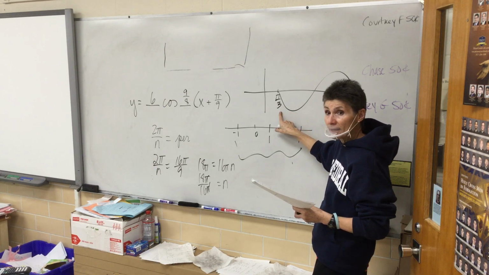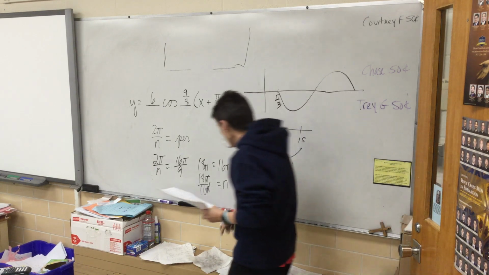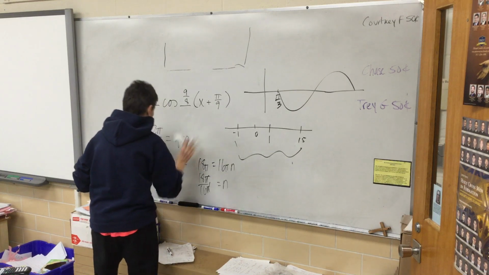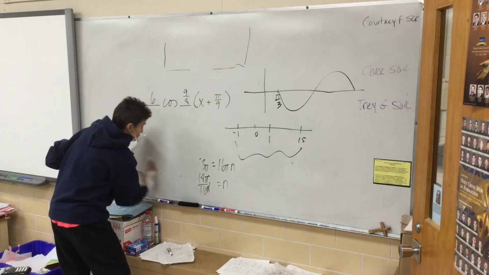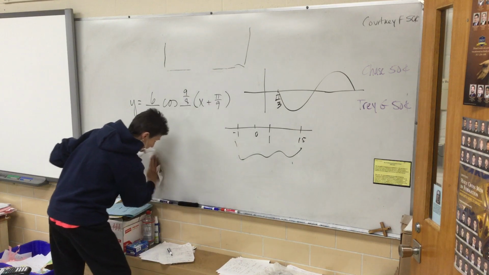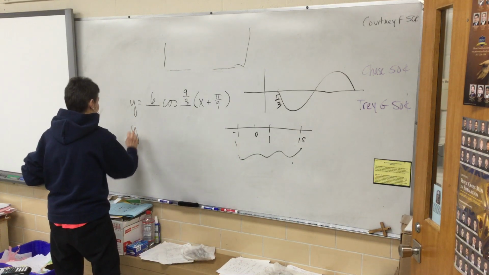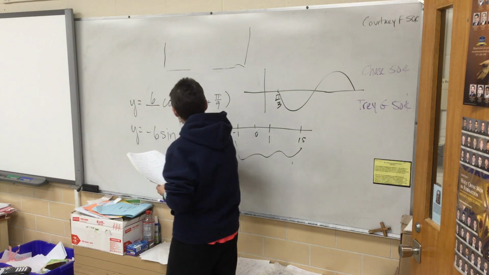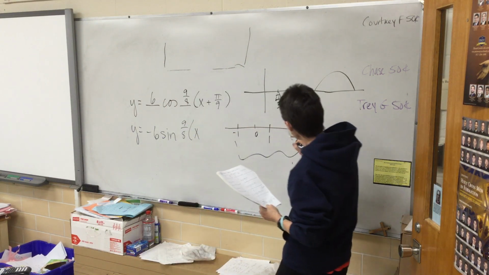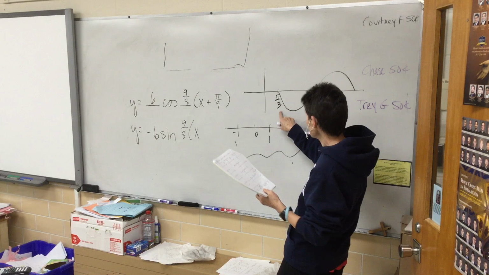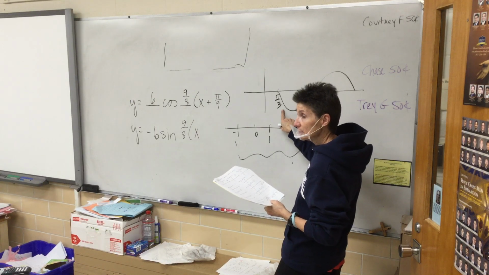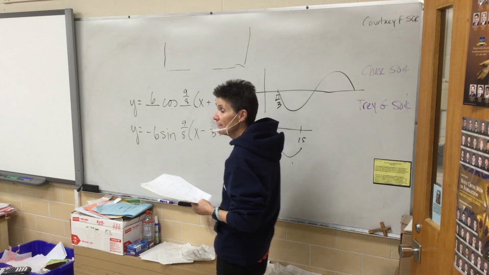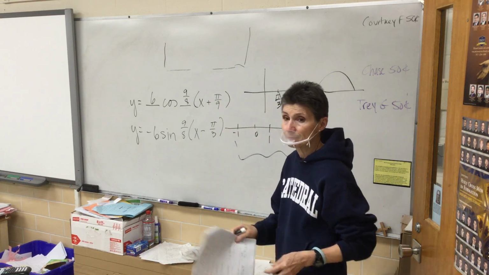However, it's upside down. So when I write my equation for my sine curve, remember, most of it doesn't change. But I will have to include a negative. So negative 6 sine 9/8. Now, I'm starting at positive pi over 3, so this is going to be minus pi over 3. And that will be my sine equation.